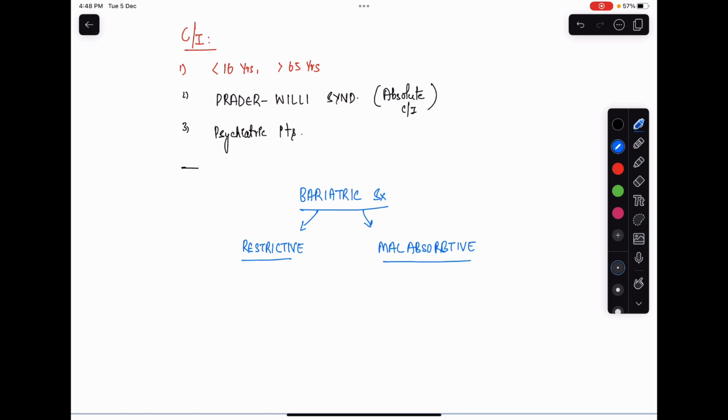Whereas in malabsorptive type, for a larger portion of intestine, the food is not even exposed. So food particles are not digested and absorbed. So there will be malabsorption, thereby causing weight loss.